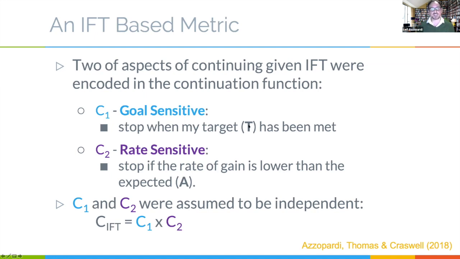So we have this T that's related to our goal sensitivity, and we have our A, or average rate of gain, that we would expect for our rate sensitivity. And once we have those two probabilities, we can combine them together, where we assume that they're independent, to formulate our final continuation probability. So if my goal is met, then my continuation probability would be 0, in which case I will stop, because when you multiply those out.